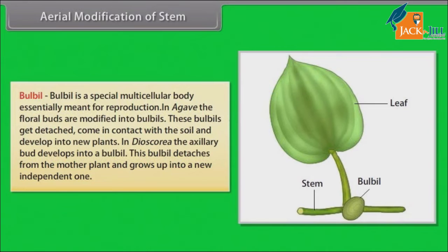Bulbil. A bulbil is a special multicellular body essentially meant for reproduction. In agave, the floral buds are modified into bulbils. These bulbils get detached, come in contact with the soil and develop into new plants. In Dioscorea, the axillary bud develops into a bulbil. This bulbil detaches from the mother plant and grows up into a new independent one.